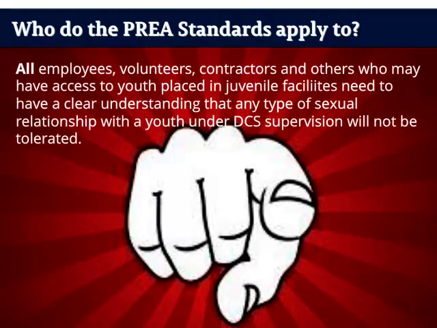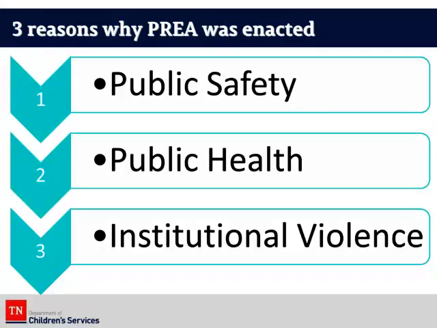All employees, volunteers, contractors, and others who may have access to youth placed in juvenile facilities need to have a clear understanding that any type of sexual relationship with a youth under DCS supervision will not be tolerated. Furthermore, knowledge of any such occurrence or claimed occurrence must be reported immediately and appropriately.